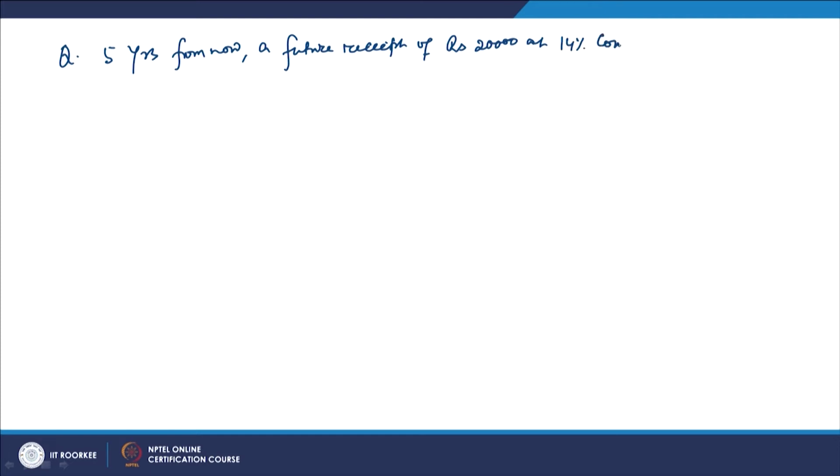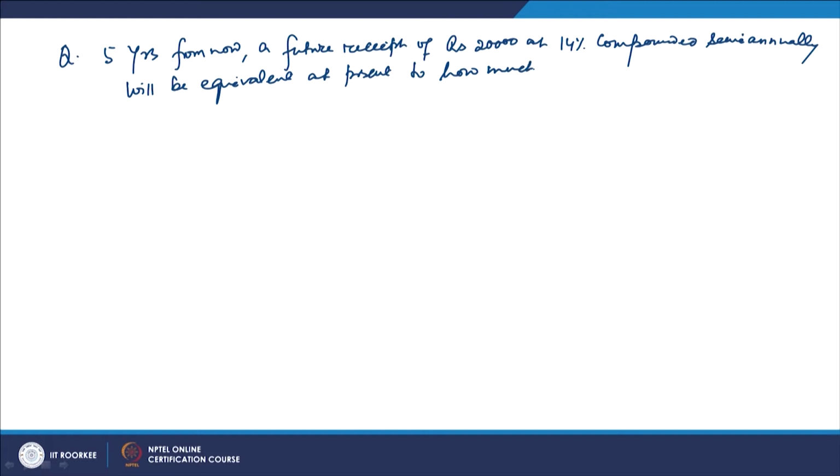So, we have a question like: 5 years from now we have a future receipt of rupees 20,000 at 14% compounded semi-annually. So, it will be equivalent at present to how much?